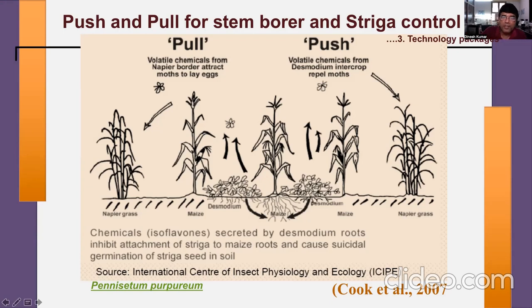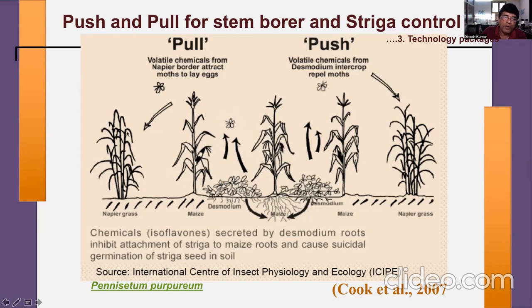But what happens, when Desmodium grows, it releases certain volatile compounds from the leaves or from the shoot part, and those volatile compounds push the insect away. The adult female cannot tolerate the smell of the volatile compounds, and it runs away from the maize plant. It will not come to the maize plant because of the volatiles released by the Desmodium plant.